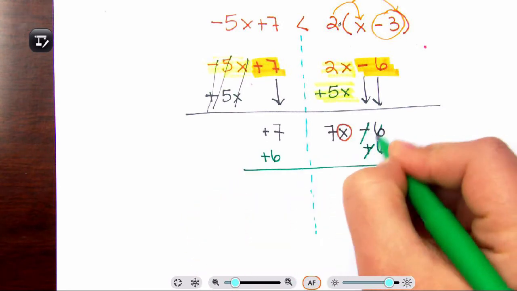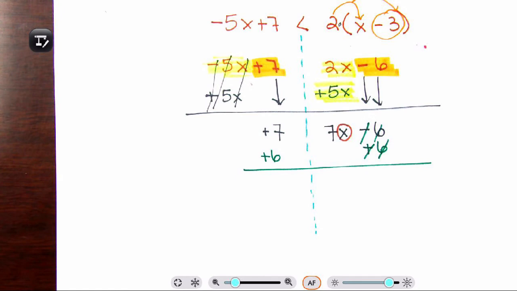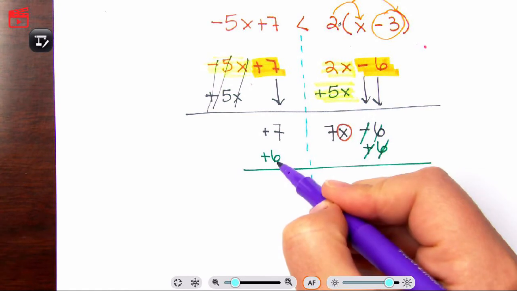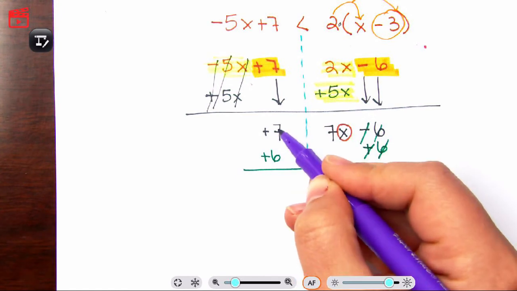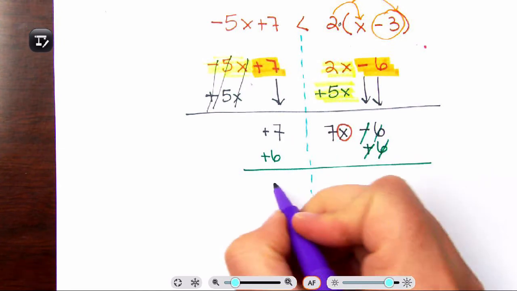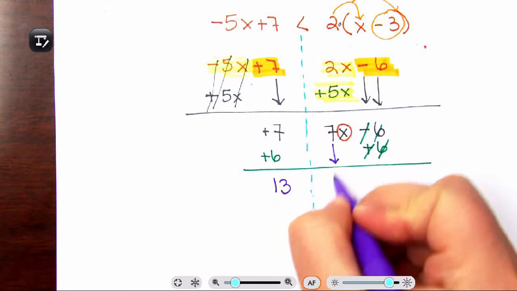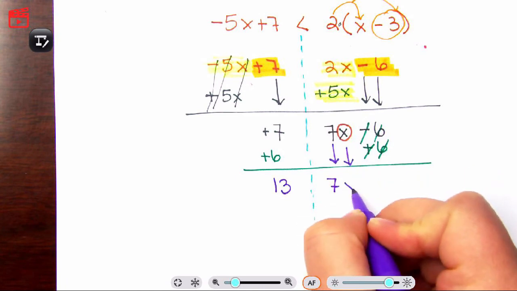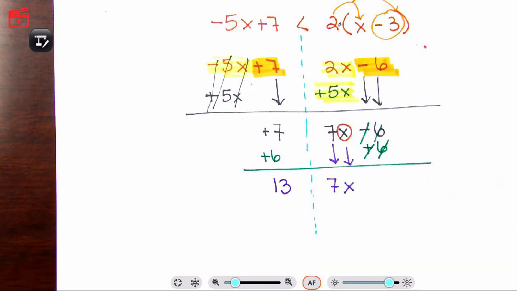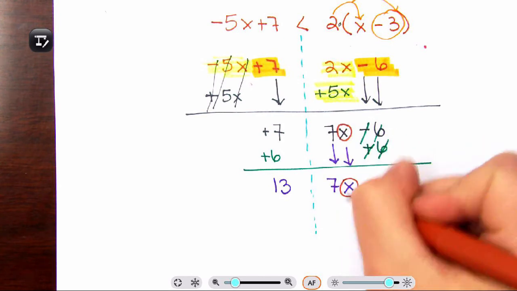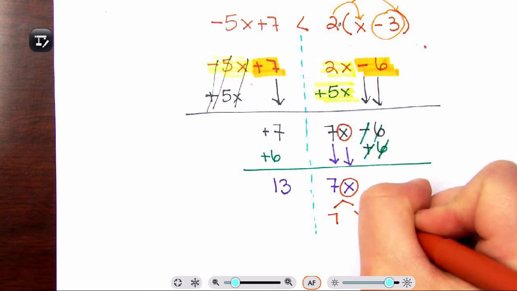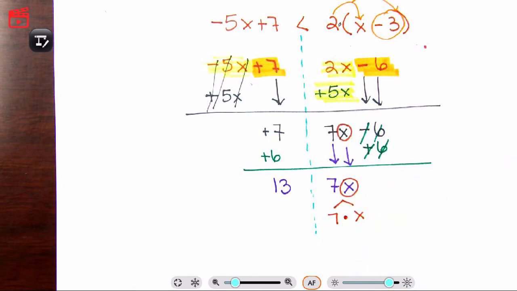Again, best part, crossing things out. 6 plus 6 is 12. However, I have 6 plus 7. That is 1 more. So that means I have 13. I have 7 here, and I have x here. So now, we've done a lot of work. Are we done? Did we get x by itself? No, x is still not by itself. X is attached to 7. How are they attached? They are attached by multiplication.